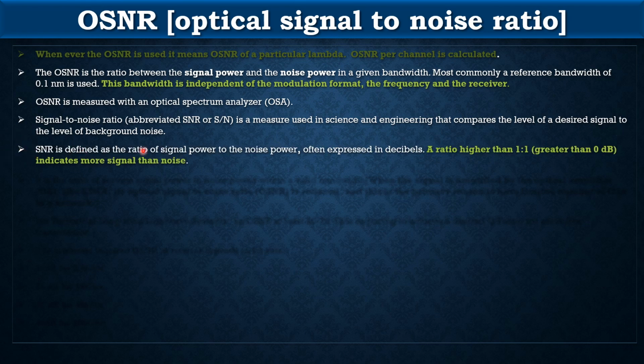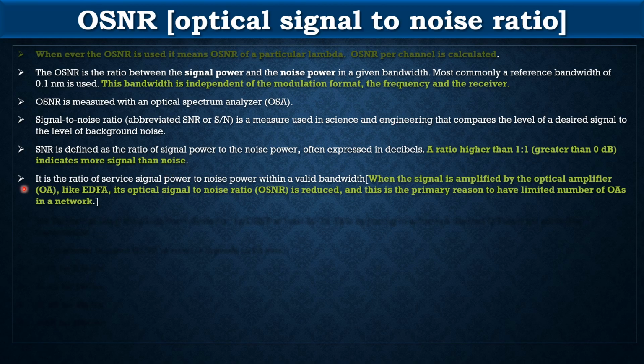Signal to noise ratio is defined as the ratio of signal power to the noise power, often expressed in decibels. It means a ratio higher than 1:1, or you can say greater than 0 dB, means more signal than noise. So suppose if a 20 dB OSNR is required at the receiver, it means 20 is the signal power and 1 is the noise power. So greater than 0 dB means more signal than noise. It is the ratio of service signal power to the noise power within the valid bandwidth.